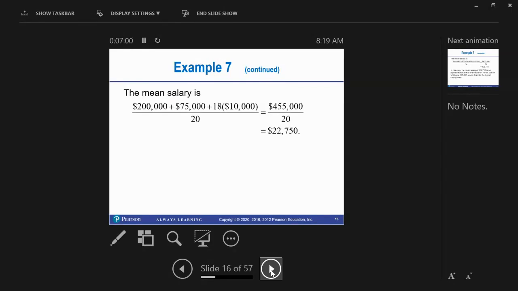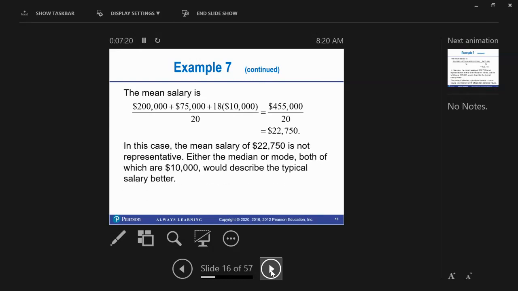Well, if you find the mean, you're going to take 200,000 plus 75,000, and then instead of listing 10,000 out 18 times, we just multiplied it by 18. Divide by 20, because there are 20 employees. That gives a mean salary of $22,750. Okay, in this case, that mean salary of $22,750 is not very representative because that's not really the average salary at all, right? Wouldn't you think it'd be more the 10,000?